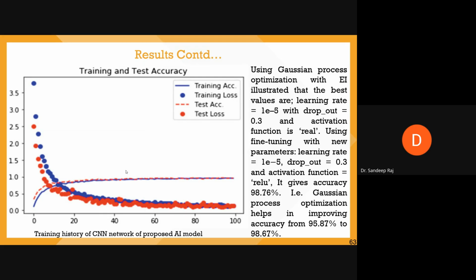The accuracy is getting constant over the 100 epochs, and both the training and testing accuracy highlighted using brown and blue lines are getting constant over 100 epochs. And the training loss and testing loss decreased over the 100 epochs. So using Gaussian process optimization also, the best value for the learning rate can be taken for fine tuning the hyperparameters.